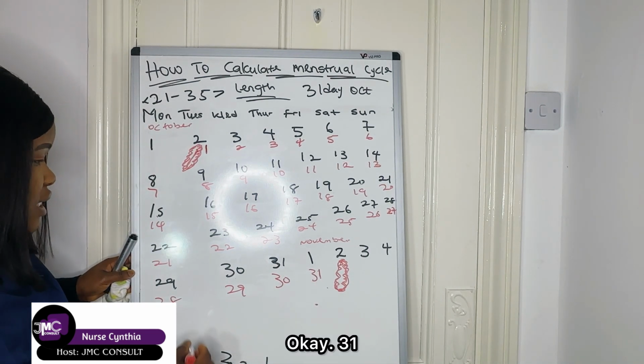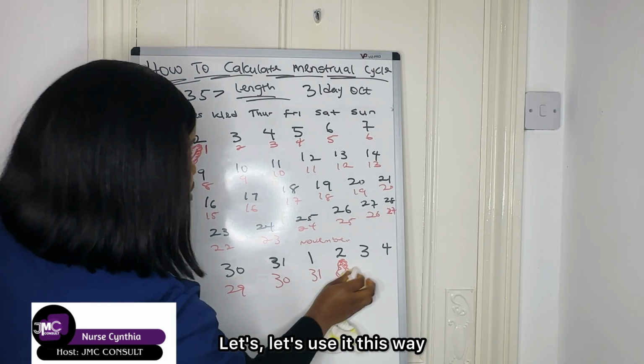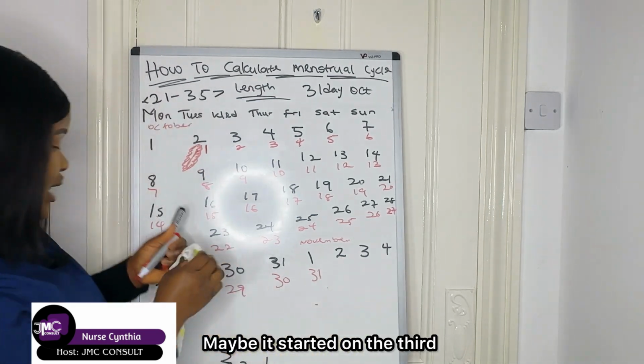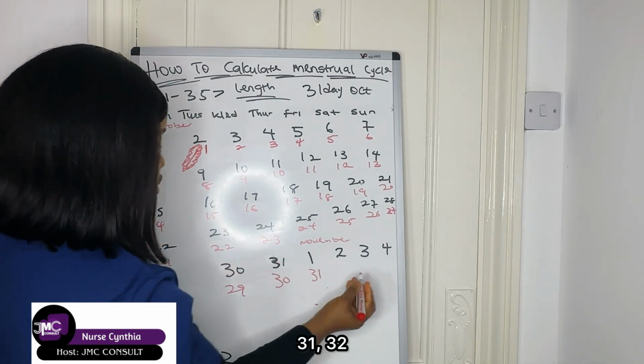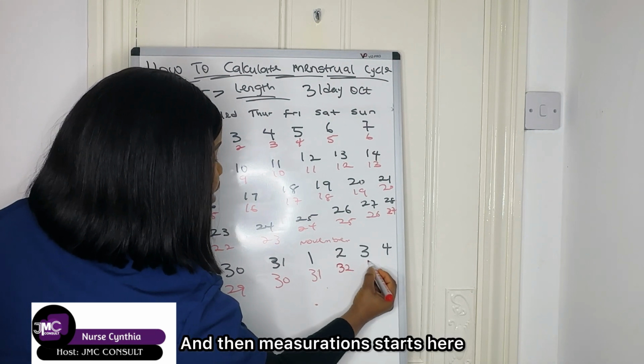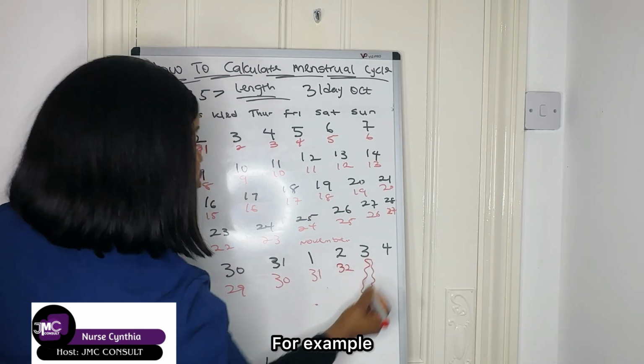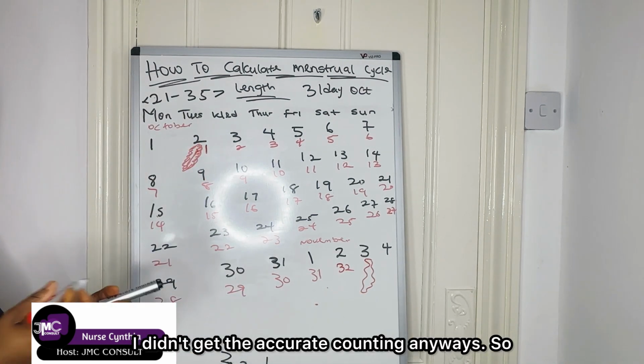Okay, sorry. Let's use it this way. Maybe it started on the 3rd. 31, 32, and then menstruation starts here, for example. So I didn't get the accurate counting anyways.